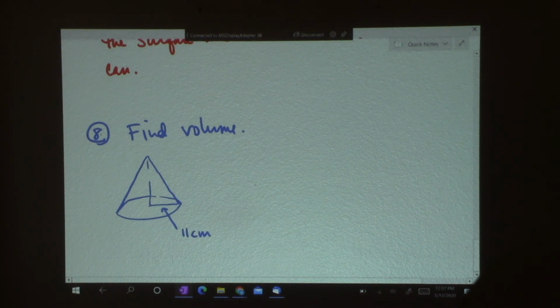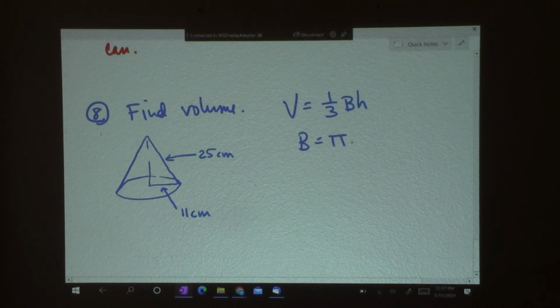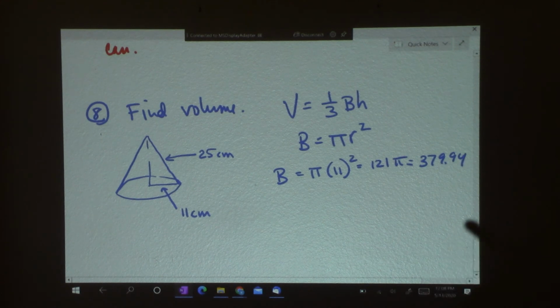And we know that that lateral surface area is 25 centimeters. Okay, so my formula is volume equals 1/3 area of the base times the height. Okay, so base area is going to be pi r squared, right? So I'm going to find that, which is going to be pi times 11 squared, which is 121 pi. And that gives me 379.94. Okay, so that's the base area.